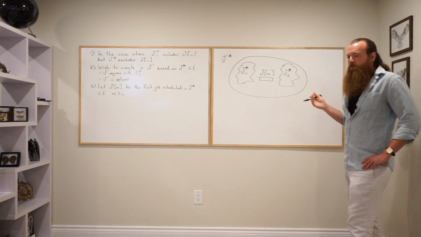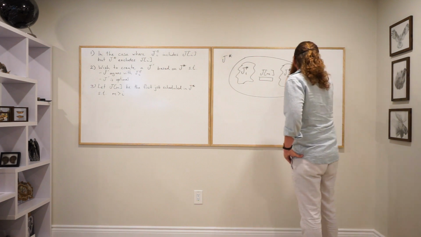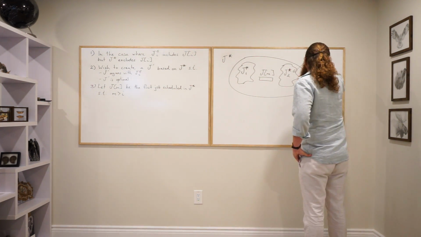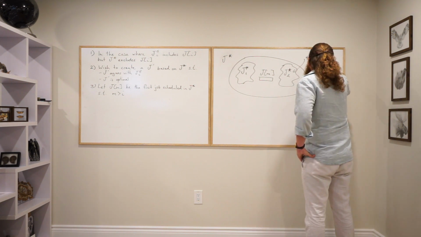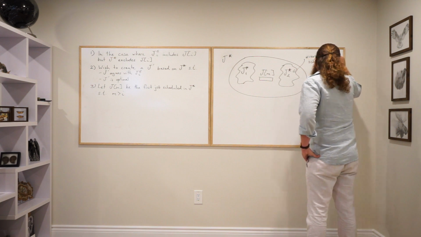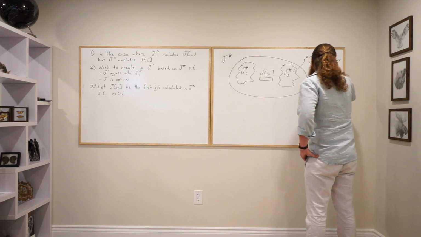Okay, well, what are these 2 sets? Well, J star 2 is everything, and by everything I mean all the jobs scheduled after JM.